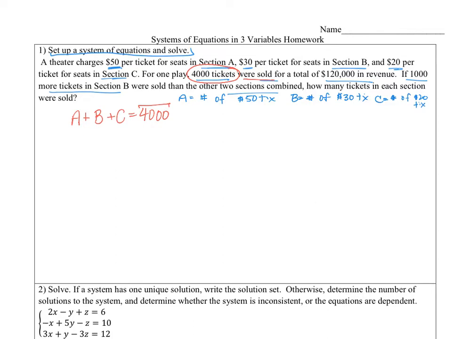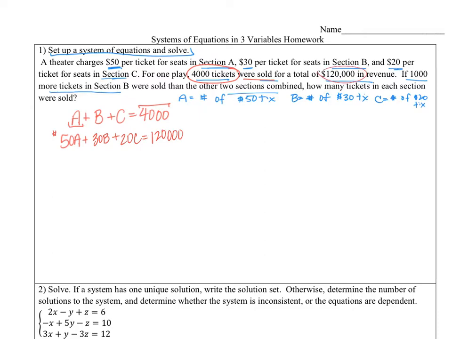Then I have a second equation that has to do with money. If A is the number of tickets sold at $50 each, 50A would be the amount of money that you'd make off of that group. And then 30B would be the amount of money made, and 20C would be the amount of money made with those C tickets. Altogether, that should equal the $120,000. So it's like a money equation and then the physical ticket equation. So I used up those totals.